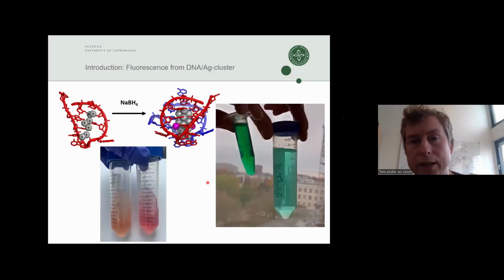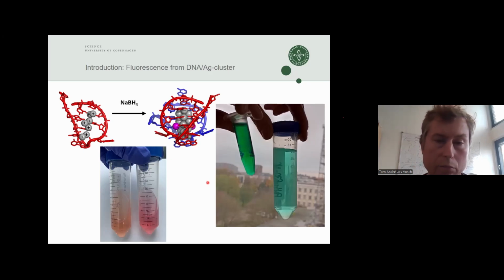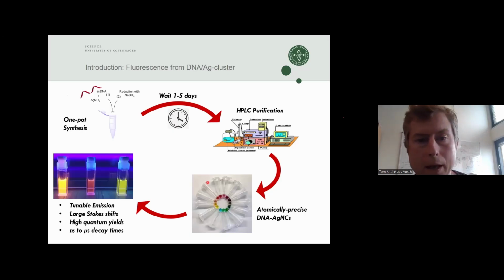And how do we then make small clusters? Well, the only thing we need to do is add a reducing agent to reduce some of these cations to silver zero. And that's usually what we do. So we usually buy DNA, add silver nitrate, and then we reduce it with some sodium borohydride. And this workflow is also given here on this slide.